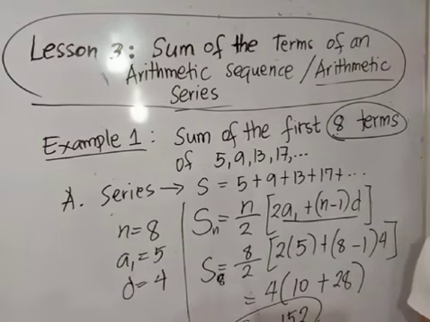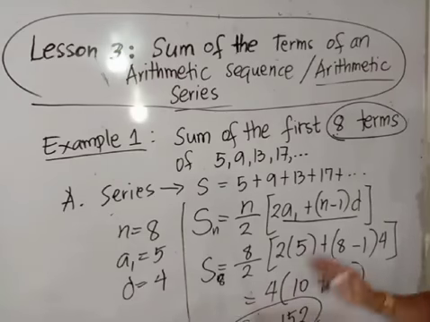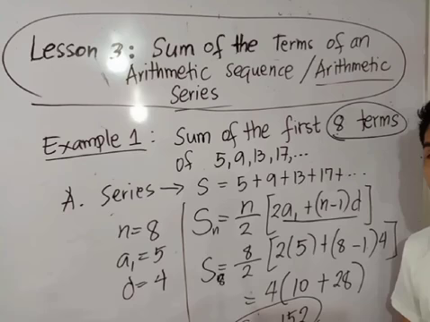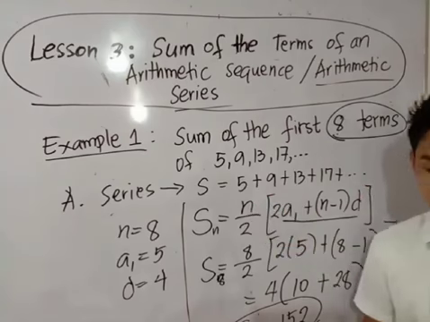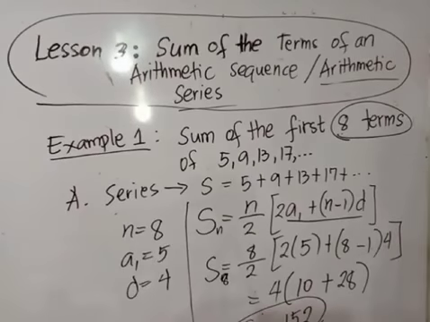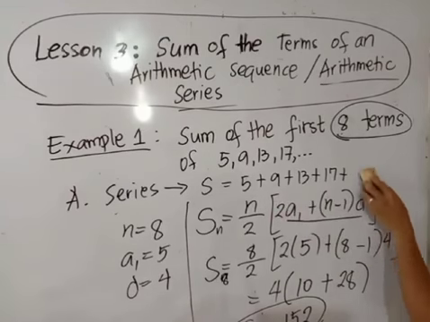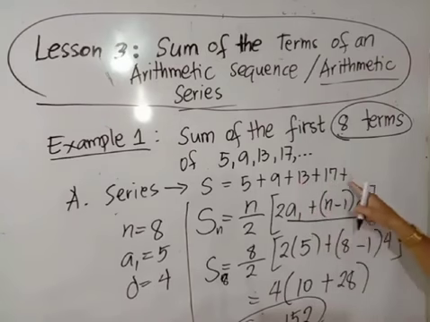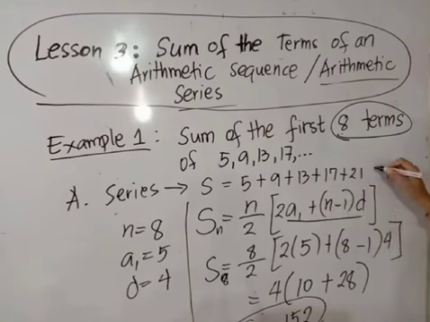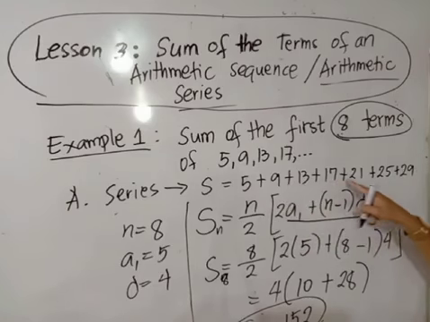So we have solved the problem using the formula. What if we do the manual computation? Let us consider this as our checking, to see if our answer is correct. What are the first 8 terms? Plus 4, 21, plus 4, 25, plus 4, 29, and then the last one, plus 4, 33.